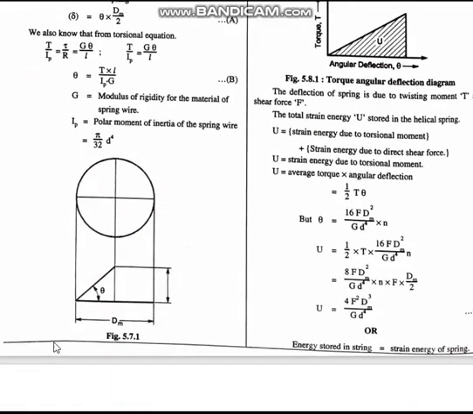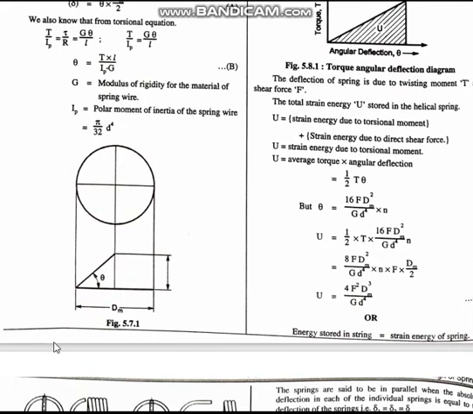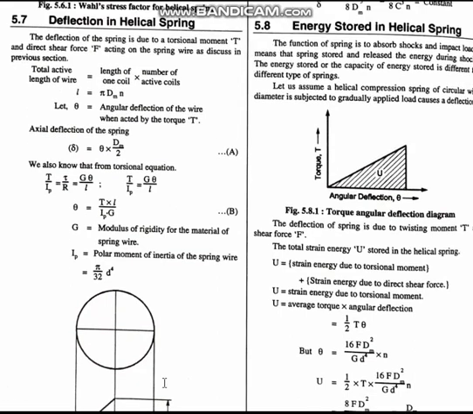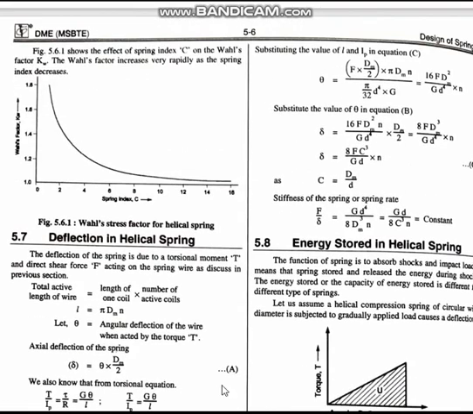So you see the relation between theta and delta. This is theta and this is delta. Delta is equal to theta into Dm by 2. Like that it is given. Now let us come here.